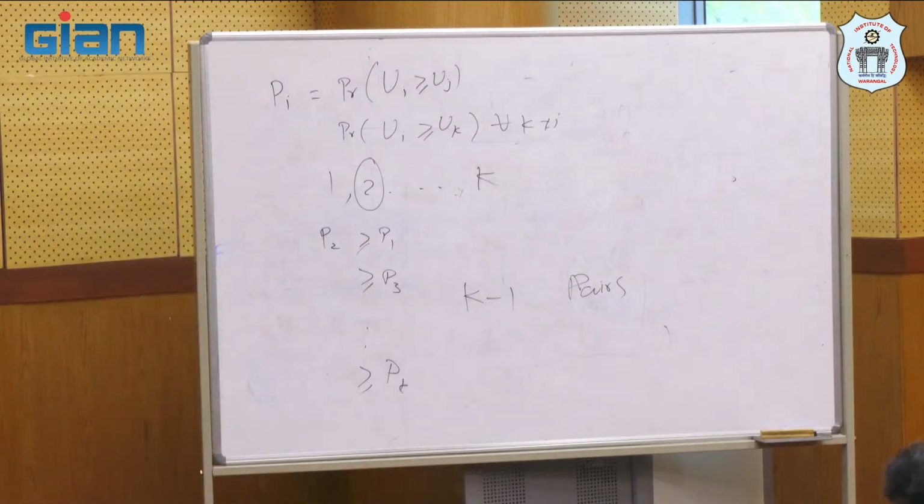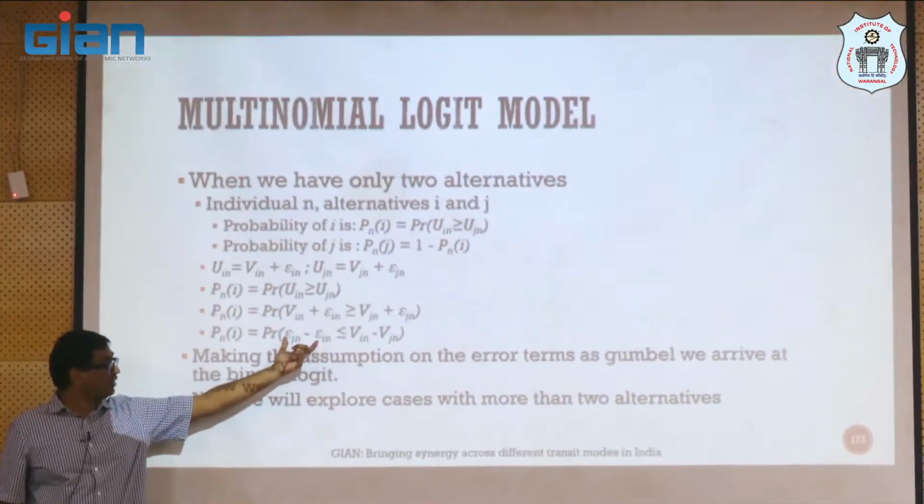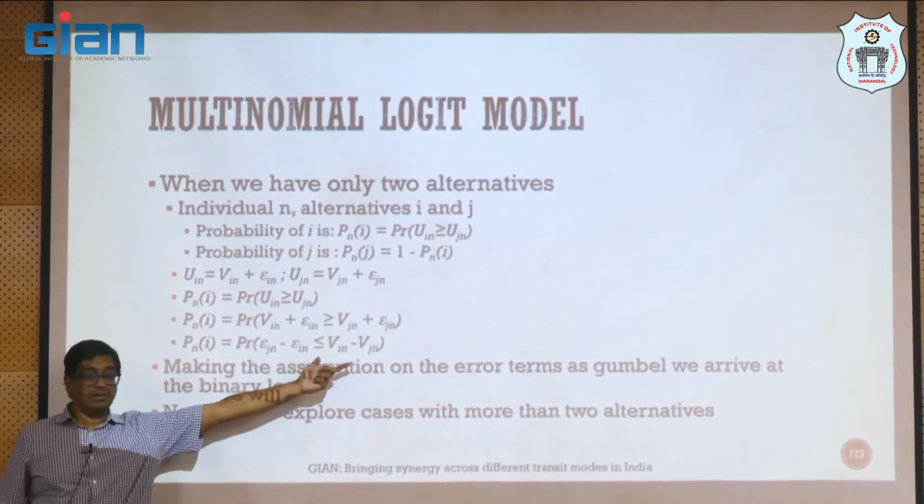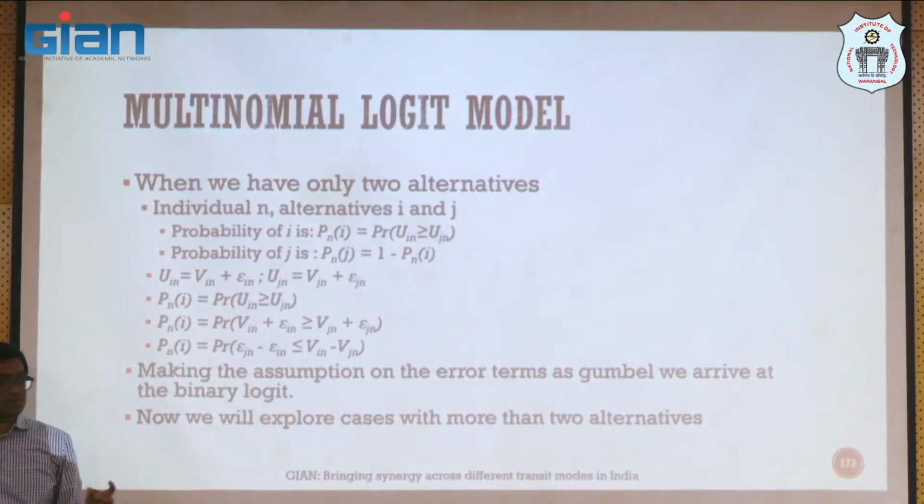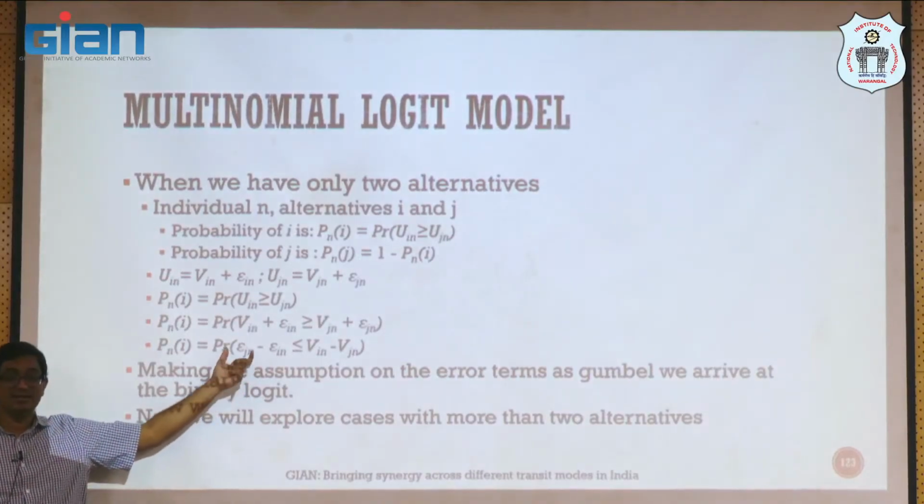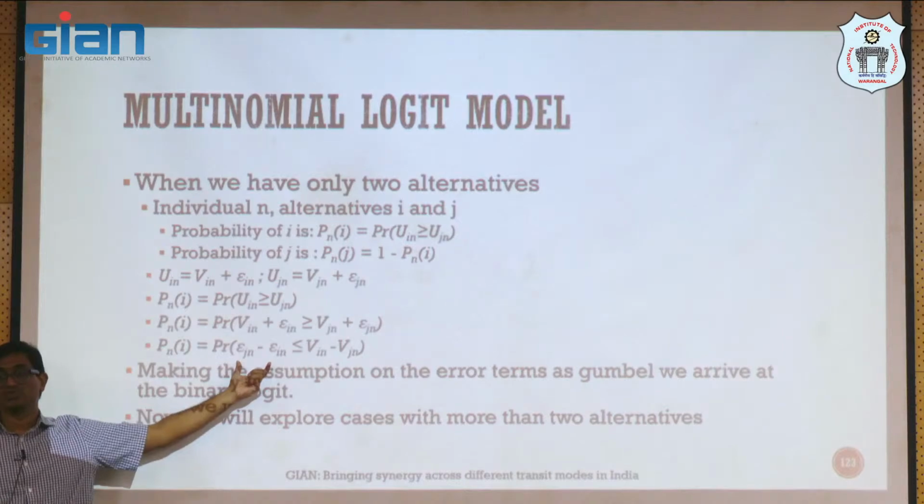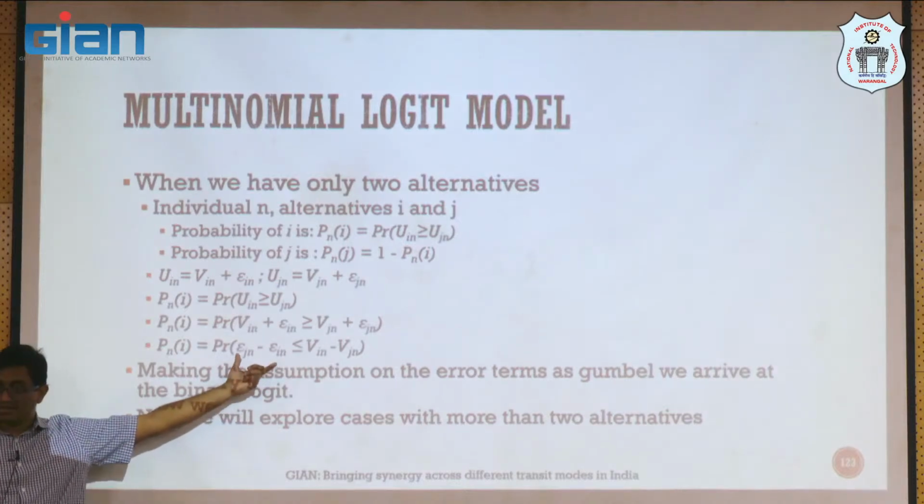For a long time, people did not use the multinomial logit model because they did not figure out how to handle these k minus 1 dimensions. So in a binary logit, we just said epsilon has to be less than vi minus vj. But in a multinomial logit model, you potentially have 20 alternatives. So there will be 19 variables in this equation. Here it's a univariate distribution, that will give rise to a multivariate distribution.